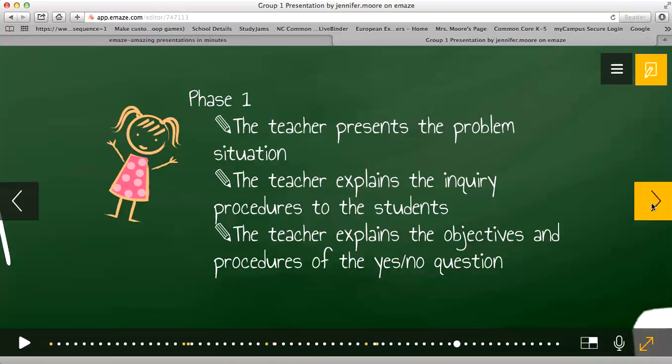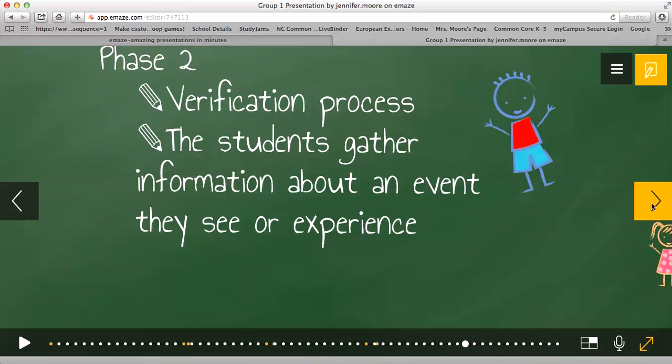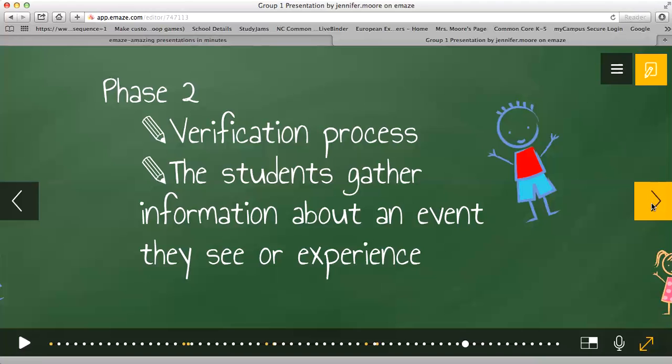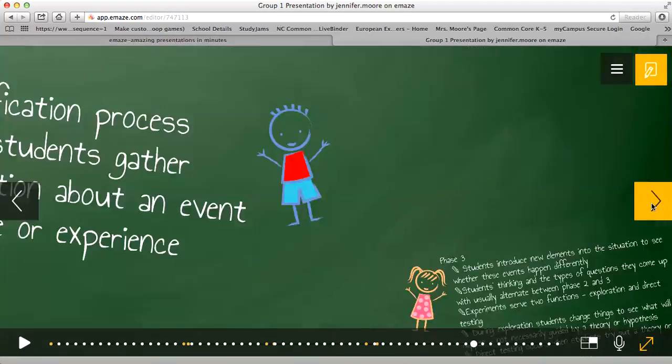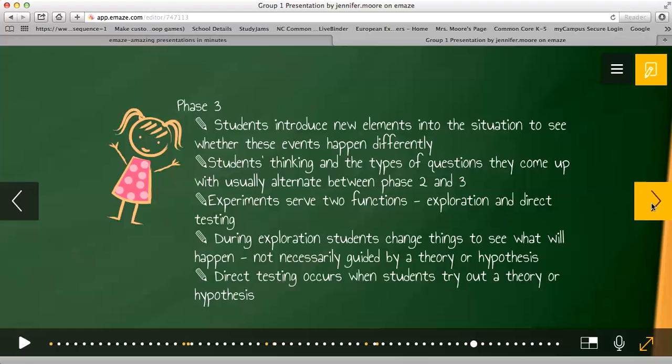In Phase 1, the teacher presents the problem situation. The teacher explains the inquiry procedures to the students. The teacher explains the objectives and procedures of the yes-no question. In Phase 2, the verification process, the students gather information about an event they see or experience. In Phase 3, students introduce new elements into the situation to see whether these events happen differently.